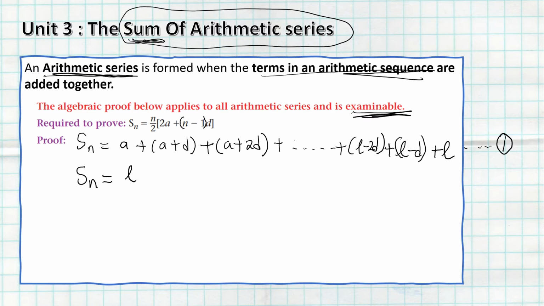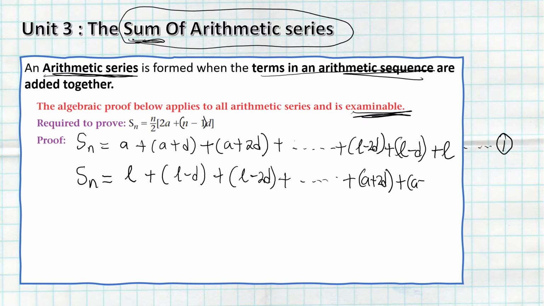In doing this, make sure that the terms you are adding align with the terms in those positions in equation 1. So L will align with A, then moving back we have L minus d, then L minus 2d, then going back we have A plus 2d, then A plus d, then A. So this is our equation 2. How did we get equation 2? We added the sum from the last term up to the first term.